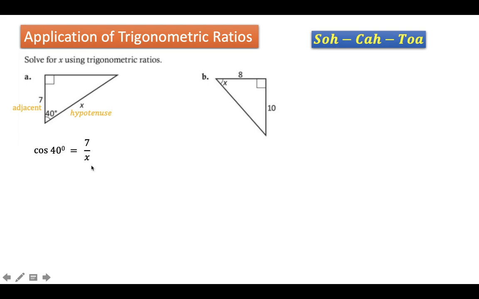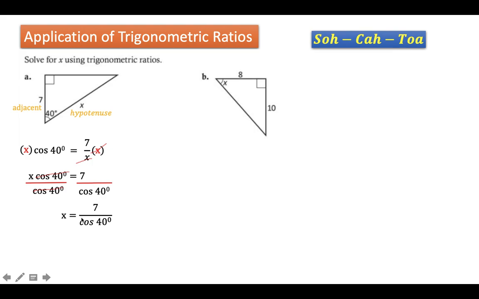So to solve for x, we will multiply each side of the equation by x because we want the denominator x to be written in the numerator. And we are left with x times cosine 40 degrees over 7 equal to 7. Then to finally isolate x, we will divide each side of the equation by cosine 40 degrees so that x is finally left here alone in the left side of the equation. Then write down 7 over cosine 40 degrees.